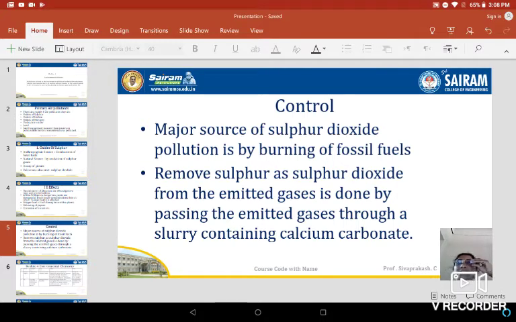And using another method, we can also control the oxides of sulfur. That is, finely powdered limestone is mixed with the coal and roasted in a bed chamber and fluidized by passing air at 800 to 1000 degrees. Even by this procedure, we can reduce the oxides of sulfur up to some extent.